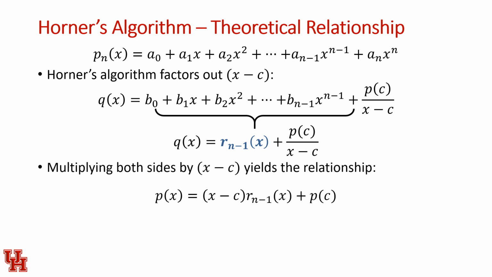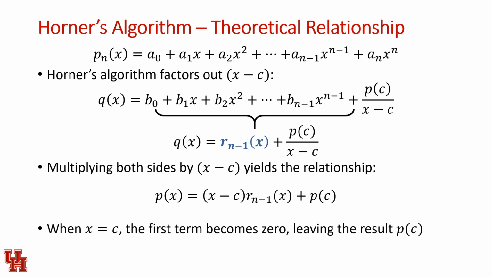Since we got this result by dividing out x minus c, multiplying both sides by x minus c gives us the original polynomial. The term on the right-hand side consists of a reformulation of the original polynomial expressed in terms of c and the new polynomial r. This formulation shows why synthetic division by x minus c provides us with the result of the polynomial at c. If we plug in c to this expression, the only remaining value is p of c. The rest of the expression, including all intermediate terms calculated when building r, go to 0.